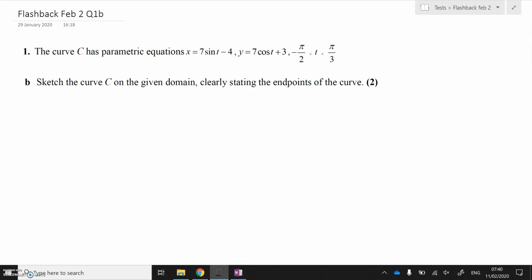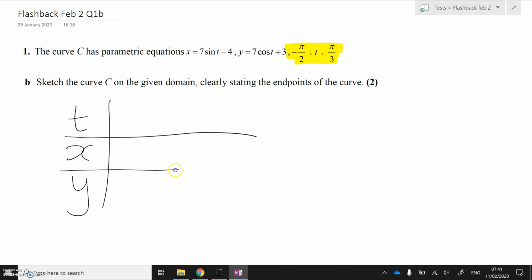So for part b of this question, we've been asked to sketch the curve on the given domain. Notice that the domain is minus pi by 2 to pi by 3. So doing a quick table of values, so t, x, and y. I'm going to pick values of t as minus pi by 2 because that's our lowest value, and pi by 3 as our highest value, and pick something in between.